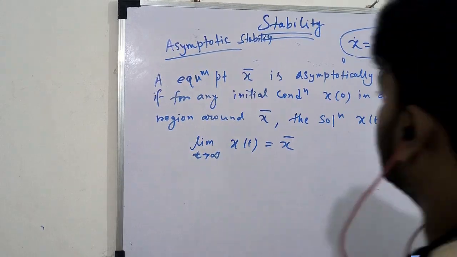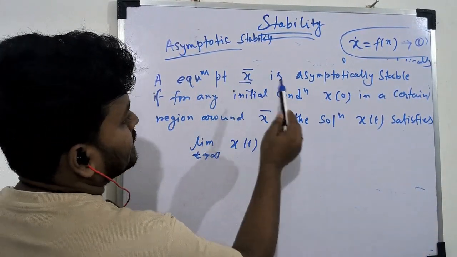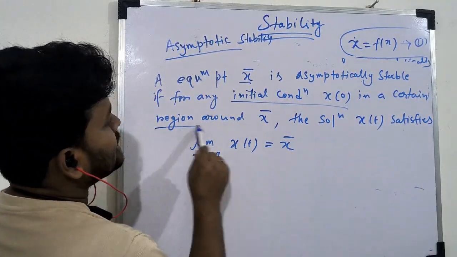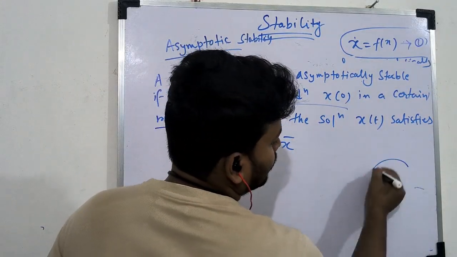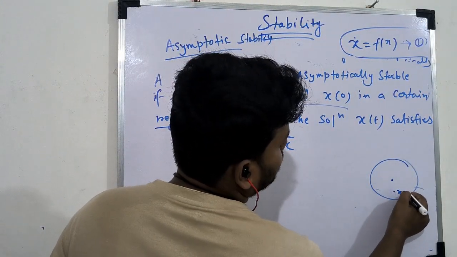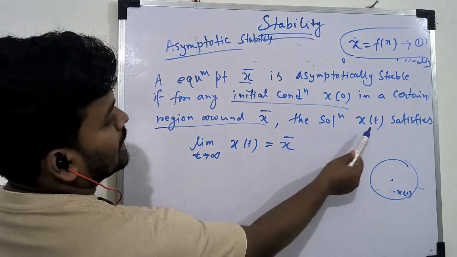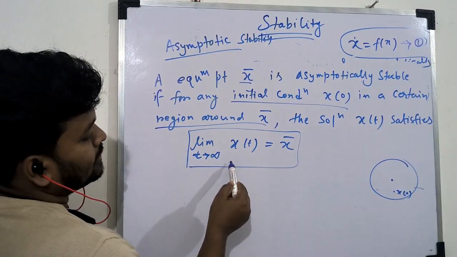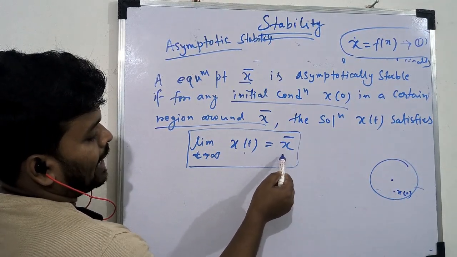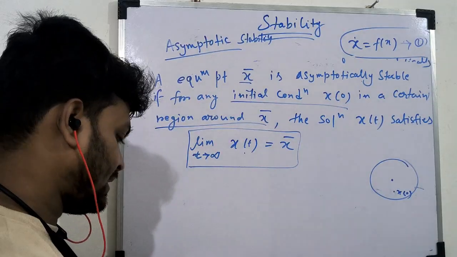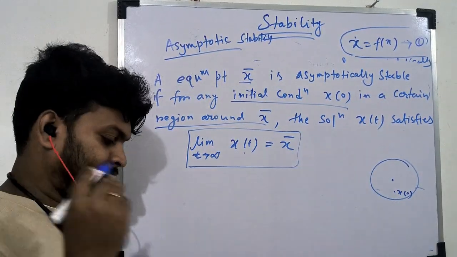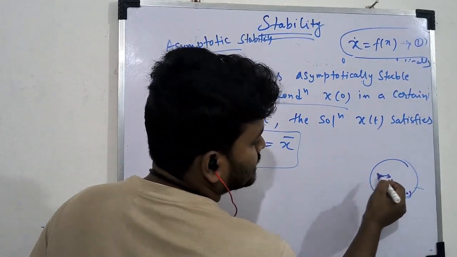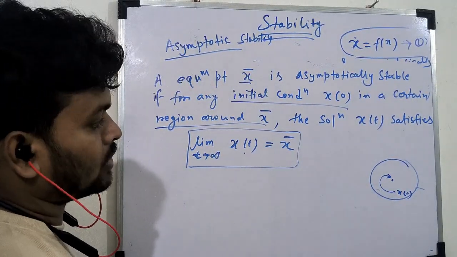This is the definition of asymptotic stability. An equilibrium point x bar is asymptotically stable if for any initial condition x0 in a certain region around x bar, the solution x(t) will satisfy this condition. As time goes to infinity, the solution will approach x bar. This means that the state of the system x(t) gets arbitrarily close to this equilibrium point.